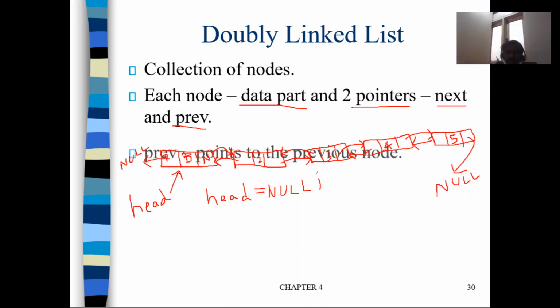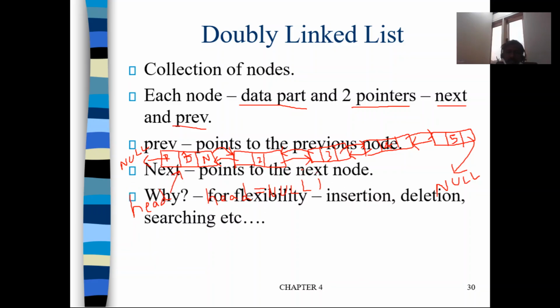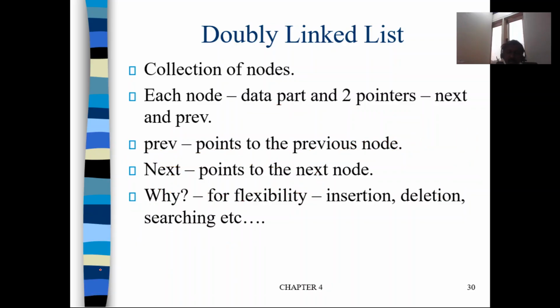So the previous pointer will point to the previous node, and the next pointer will point to the next node. So why should we have these 2 pointers? What is the necessity? Why not have just one pointer? Why not just use a singly linked list? Why should we use a doubly linked list? Why 2 pointers? We are maintaining these 2 pointers just for flexibility. What flexibility? Flexibility in terms of insertion, deletion, searching.